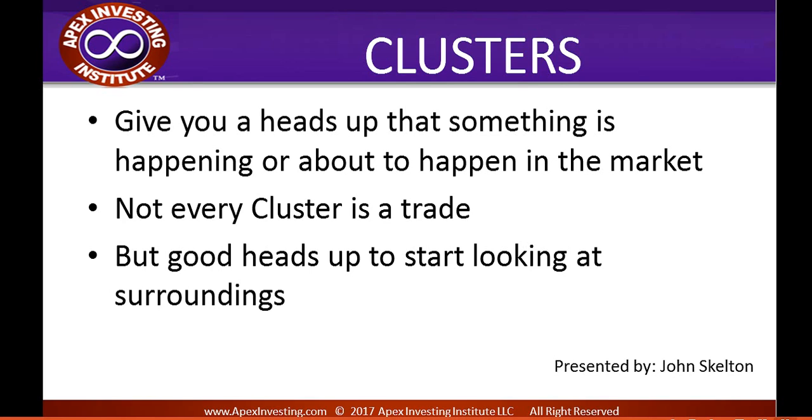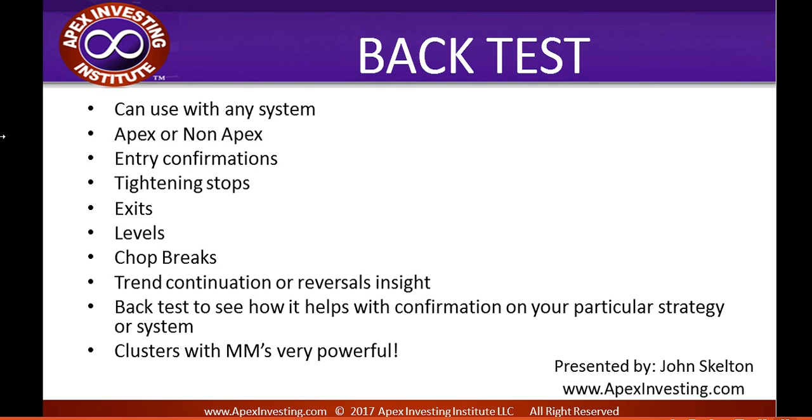Are we at a level? Are we at a strong level, a deviation level, settlement level, whatever it may be? It doesn't matter if you trade an Apex system or any other system. Order prints is not a system. It's an add-on as a confirmation to any system and as a magnifying glass to look inside the bars, look inside the market, and see what's going on. It can help you with entry confirmations, exits, tightening stops. It helps you to know what to do at levels.